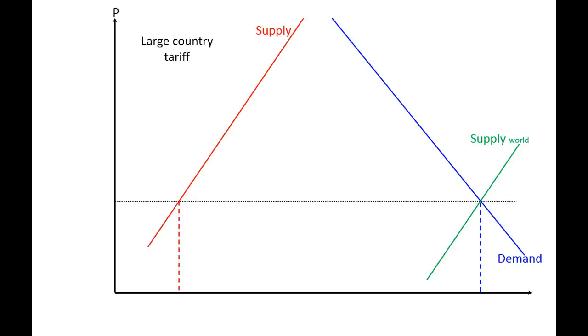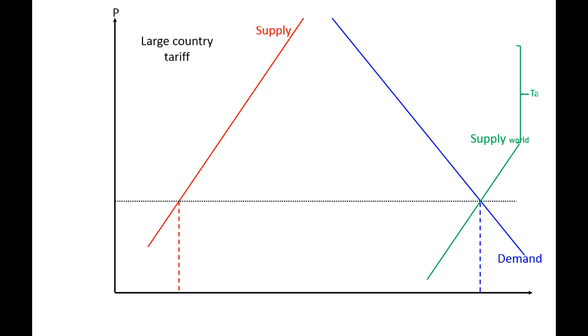This film will try to explain what happens if a large country imposes a tariff on the import. The difference between a large country analysis and a small country analysis is what we see here when we look at the supply from the world. In the small country analysis, that was a perfectly elastic horizontal line, but in this case the large country has a great impact on the world market, and therefore it will have an effect on the world market price. So it's not a constant.